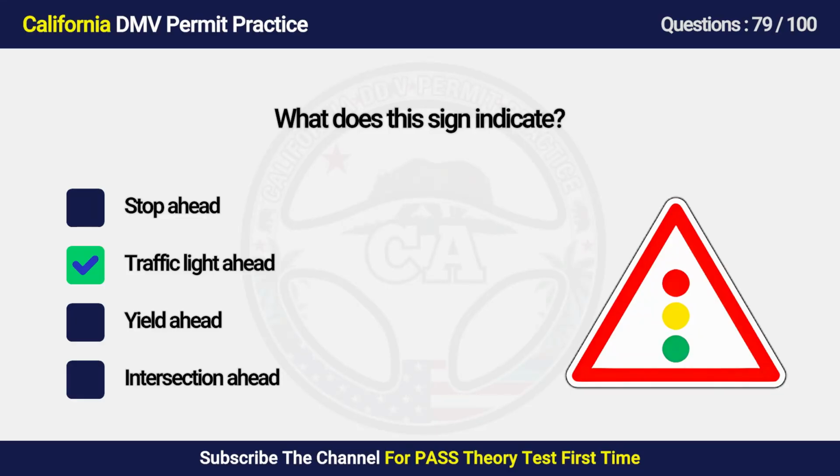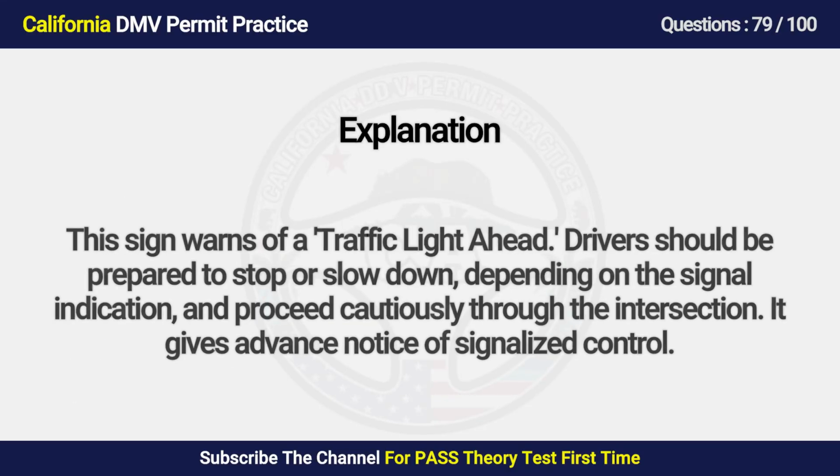Answer is B. Traffic light ahead. This sign warns of a traffic light ahead. Drivers should be prepared to stop or slow down, depending on the signal indication, and proceed cautiously through the intersection. It gives advance notice of control.